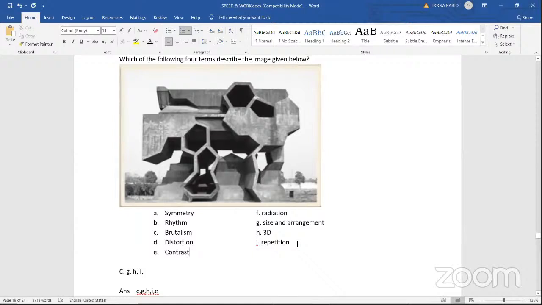If there was gradation, I would say so. Gradation would come if these were all shades of gray, with black being the darkest.